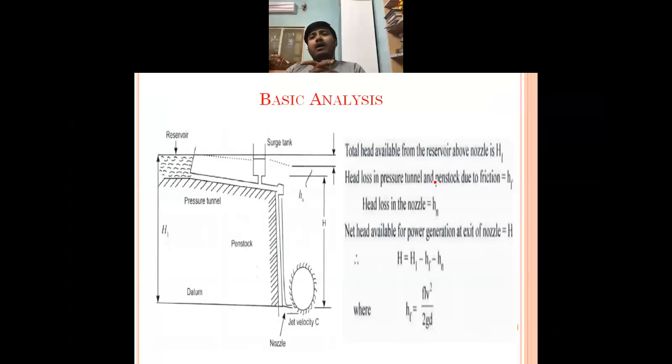Now we'll move on to the basic analysis of the hydraulic turbines. So what is the basic analysis? First we'll see the diagram, then we'll see the similarities between these two. So look at the diagram once again.